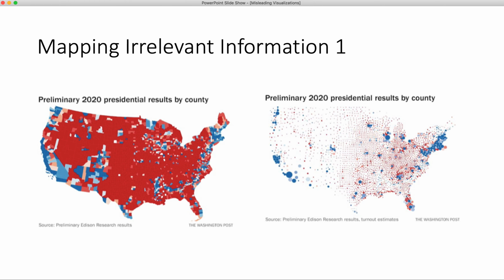Another way in which you can mislead is by mapping irrelevant information. The map on the left shows the presidential results in 2020 by county. And it suggests that Trump did indeed win the election with an overwhelming majority, because the majority of this map is red. The problem, of course, is that land doesn't vote, people vote. And if you look at the map on the right, which not only maps who voted for whom by way of color, but also how many people voted by the size of the bubbles, you will see that Biden must have won because more of this map is blue than is red.